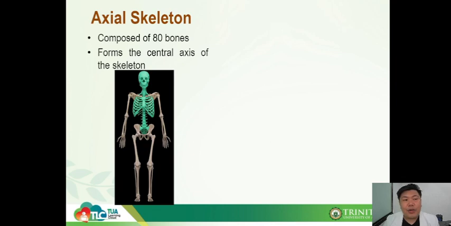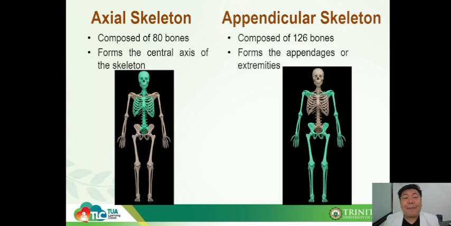On the other hand, we also have what we call the appendicular skeleton. Appendix, appendages. The appendicular skeleton is composed of 126 bones, and they form the appendages or the extremities. What do we mean by appendages or extremities? That includes your arms, your legs, the pelvis or the hip bone, and also our shoulders. So that's it for the overview of the skeletal system.